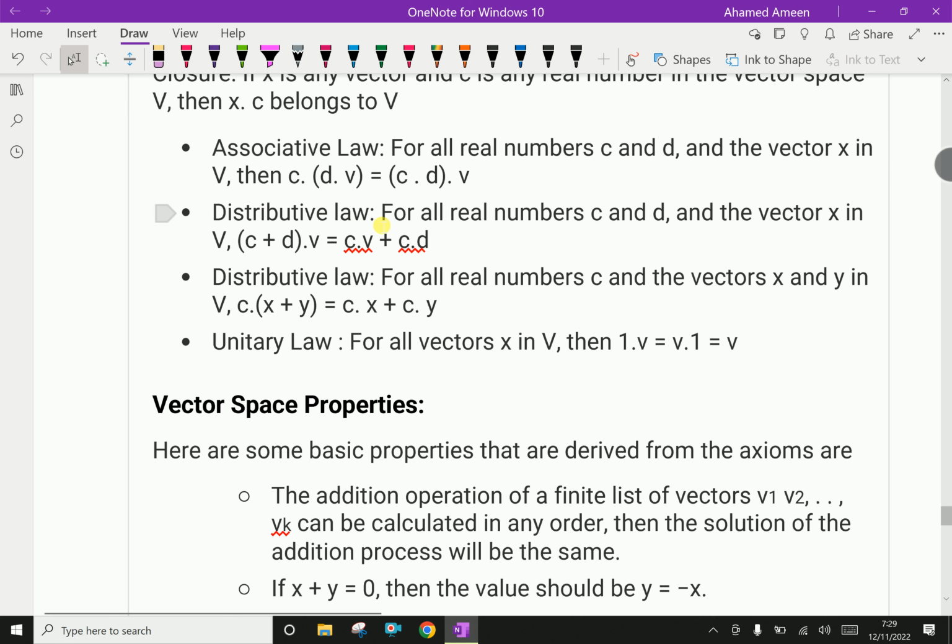Distributive law. For all real numbers c and d, here this d is a scalar. That means c and d, and the vector x is an element of V, then we can say c plus d, the two constants added, and dot product with v. You can say the distributive: c is distributed with v and d is distributed with v. That is cv plus dv.